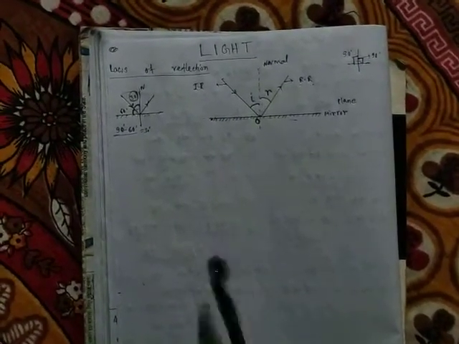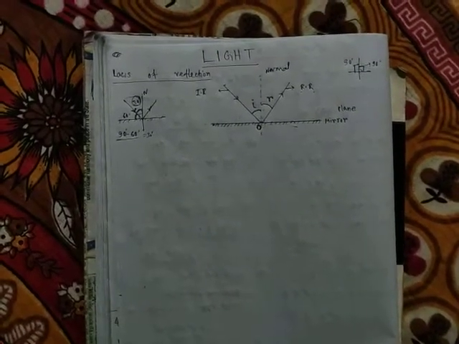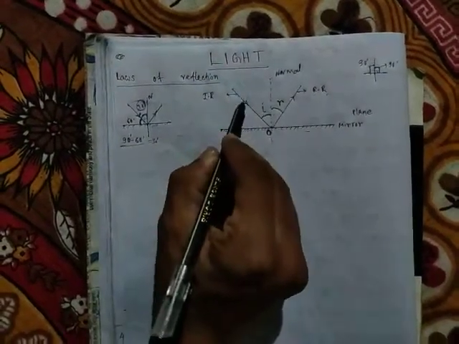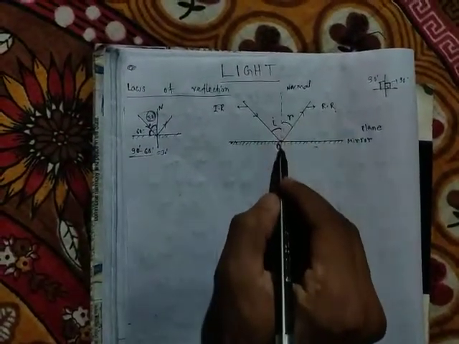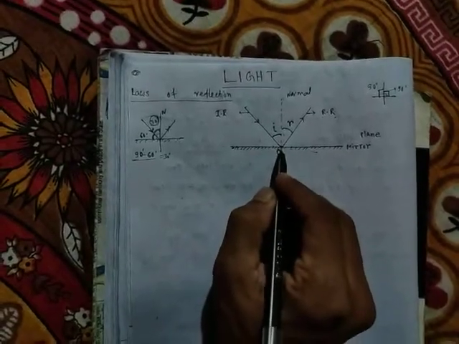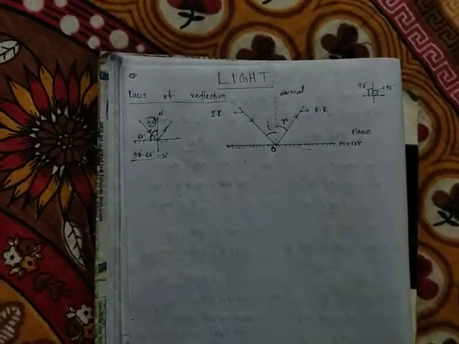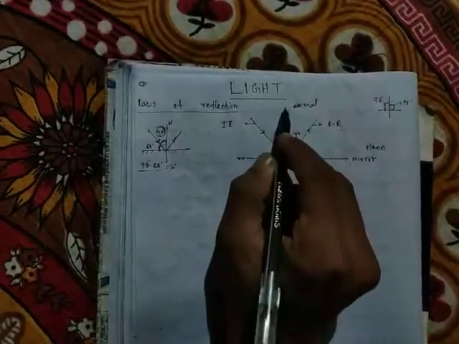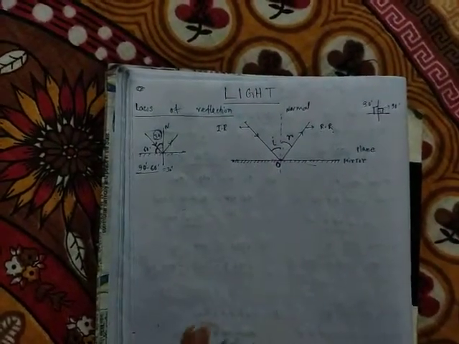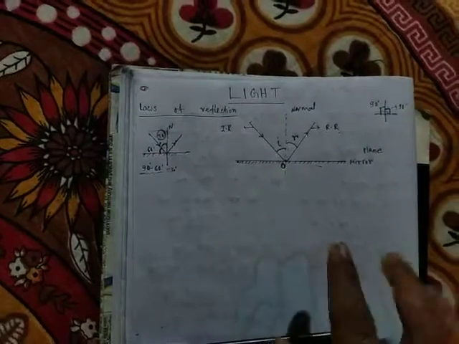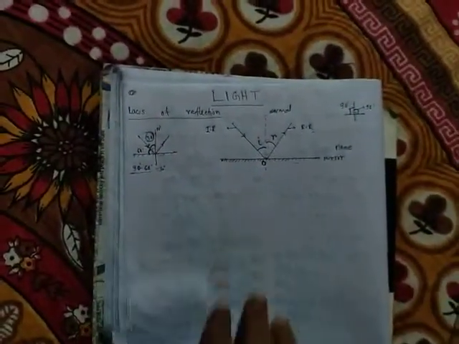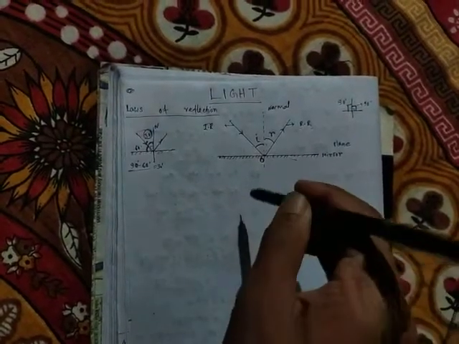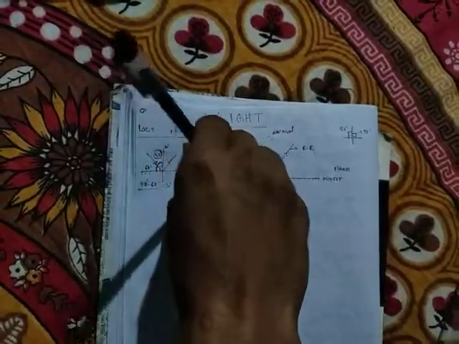Okay, so now come to the laws of reflection. What is the first law? The first law is: the incident ray, the reflected ray, and the normal at the point of incidence lie in the same plane. That means, suppose I am giving an example. Suppose my copy is the plane mirror, and this is the incident ray, this is the reflected ray, and this is the normal.